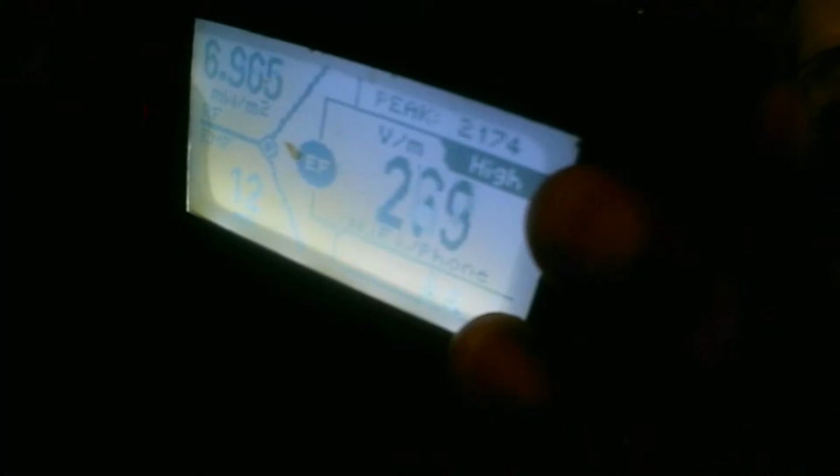The electricity. It just dropped. See, the level dropped. Okay.